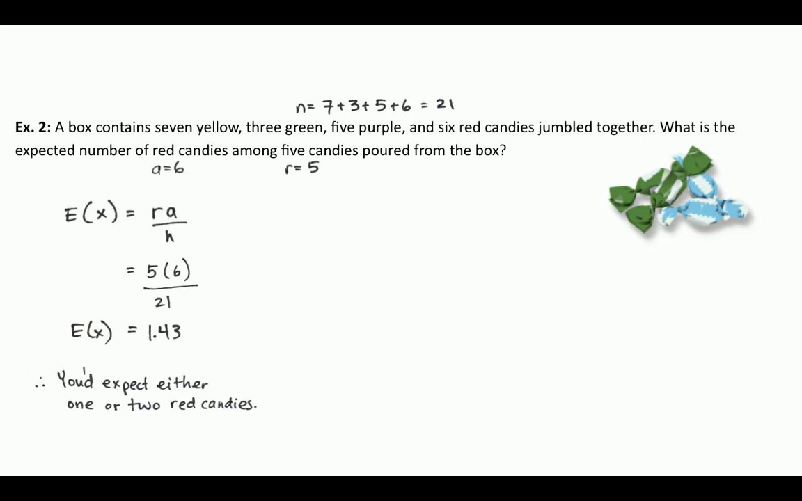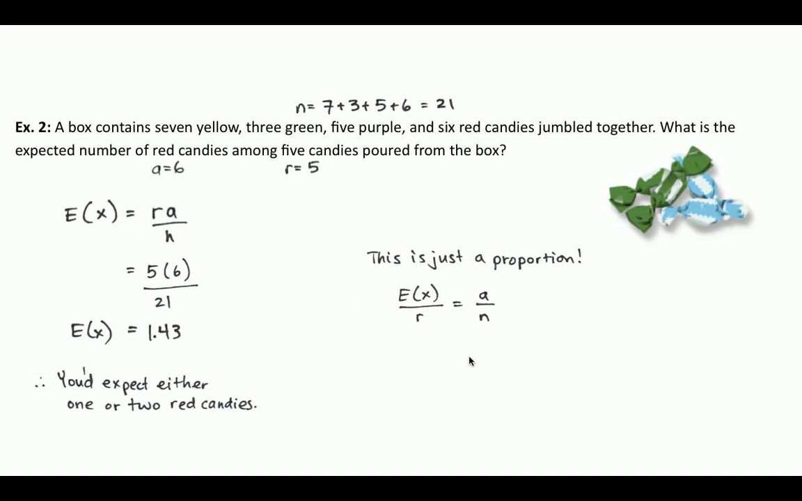Basically, this comes back to the idea of a proportion. Here's what I poured out. R is what's in your hand. N is what's in the box. So if I've got 6 out of 21 in the box, then I would expect the number that I pour out to be proportional to what's in the box.